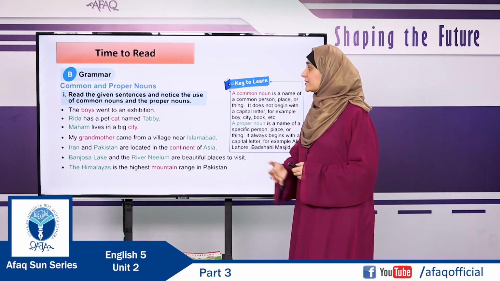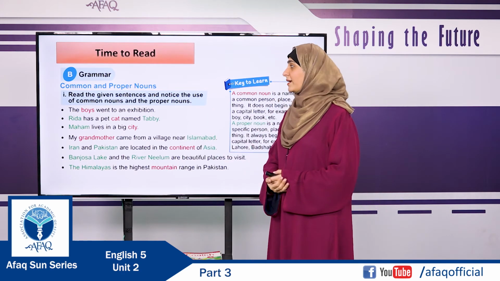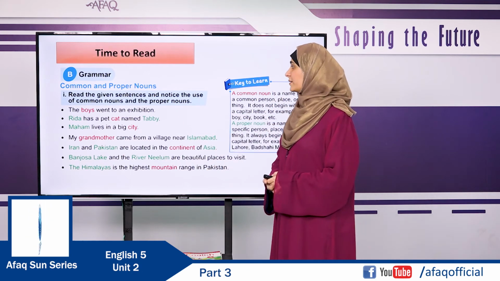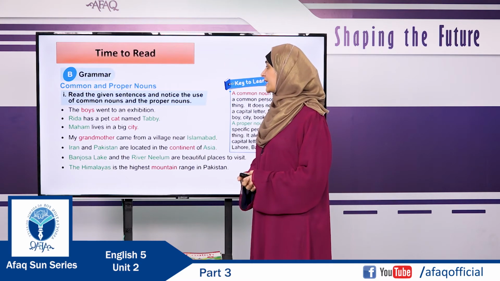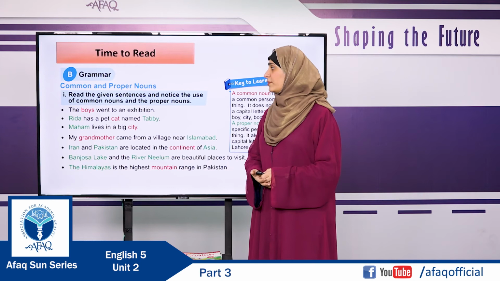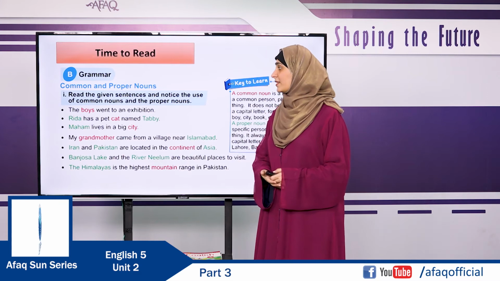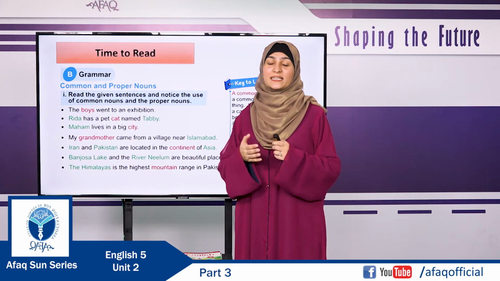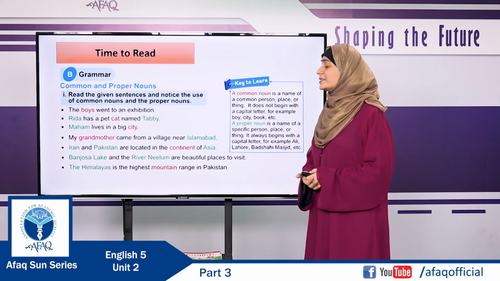Let's read these given sentences and notice the use of common nouns and proper nouns in them. The boy went to an exhibition. A boy is a common noun, so it is not written in a capital letter. Rida has a pet cat named Tabby. In this, a cat is a common noun, but Tabby is its name, which is a proper noun, so it is written with a capital letter. And Rida is the name of a girl, which is a proper noun, so we will write it with a capital letter. Let's read more and find out some more common nouns and proper nouns.